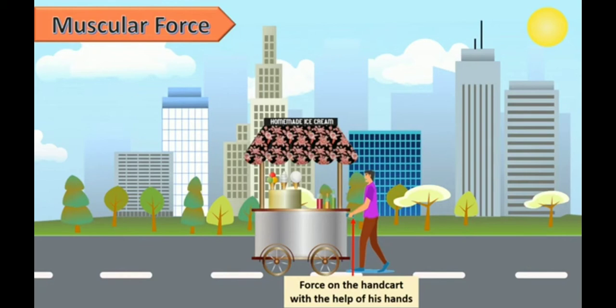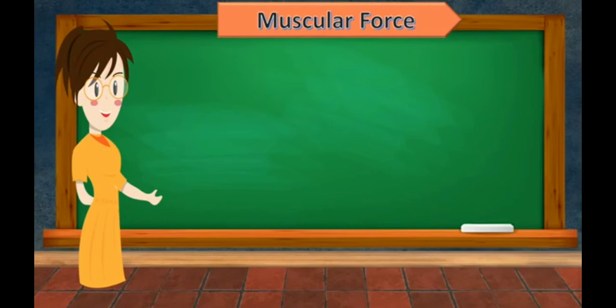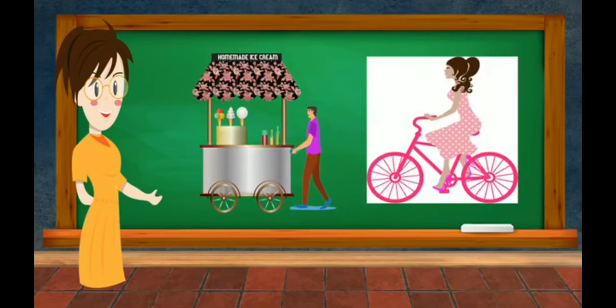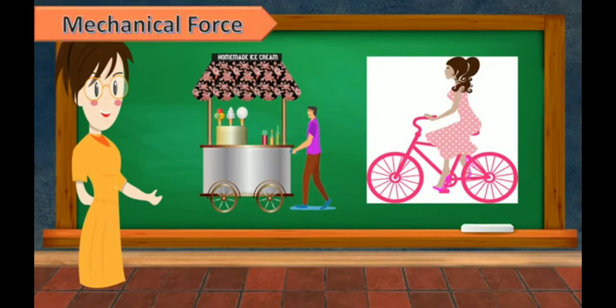Can you guess one example of muscular force which is found in your own life? Find out. The force applied with the help of muscles is called muscular force. That is the definition of muscular force. Got it? So all the work which is done by the muscles. Now playing cricket or riding a bicycle, you can see here. The girl is holding the hands to the handle. So here the muscular force is applied. So this is an example of muscular force.